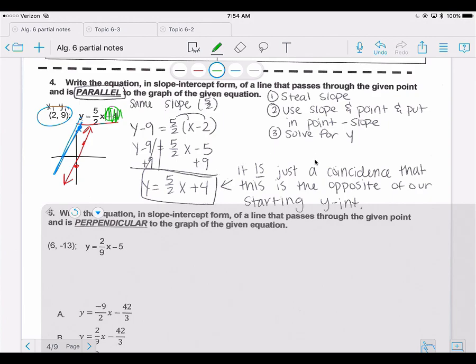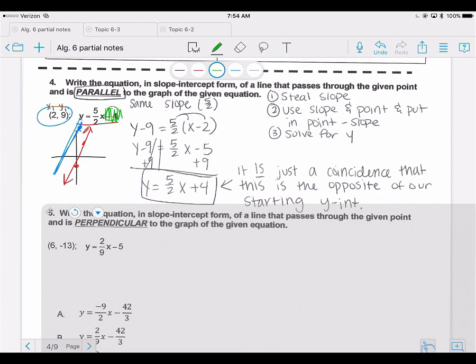And I wrote here, it is just a coincidence that the 4 is the opposite of -4. That is strictly a coincidence with these numbers. You can always get something like +8 or -16 or 15 or something that's not even divisible by 4. So it is just a coincidence. We can't just say, oh, you just changed the b value to be positive, because that's not true, and we're going to see that here in a minute.